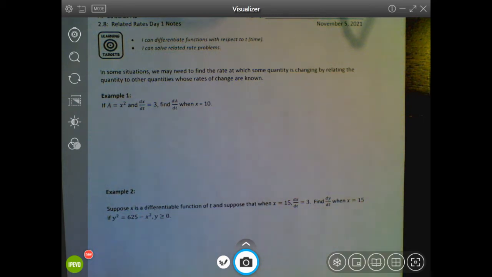Hi, everyone. So today we're going to do an introduction to related rates, and we're going to continue this work over the next couple days in class. So this is really the reason that we started doing implicit differentiation before we did this section, because related rates, what we're going to set up, has to do a lot with differentiation with respect to other variables.